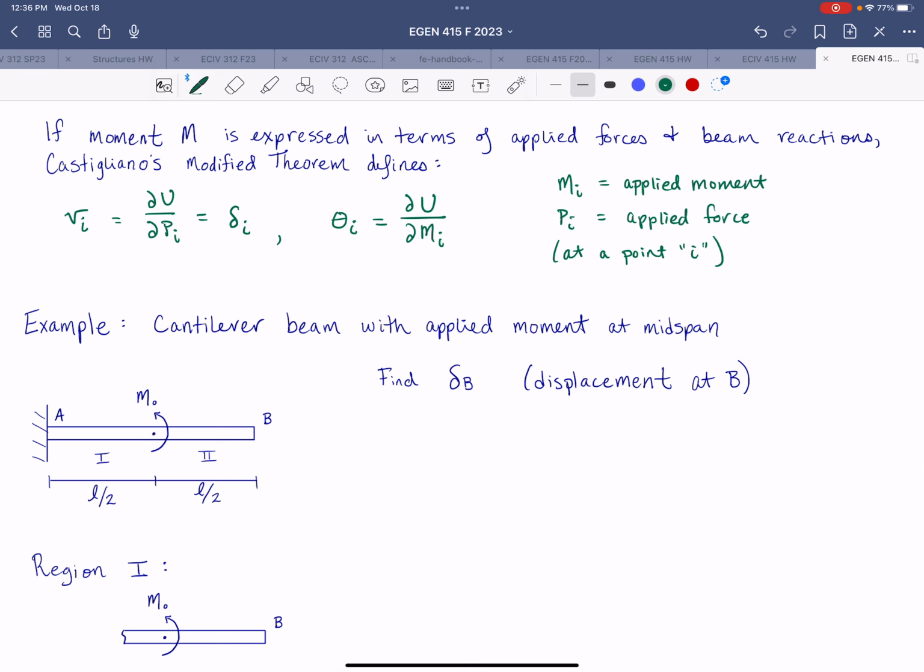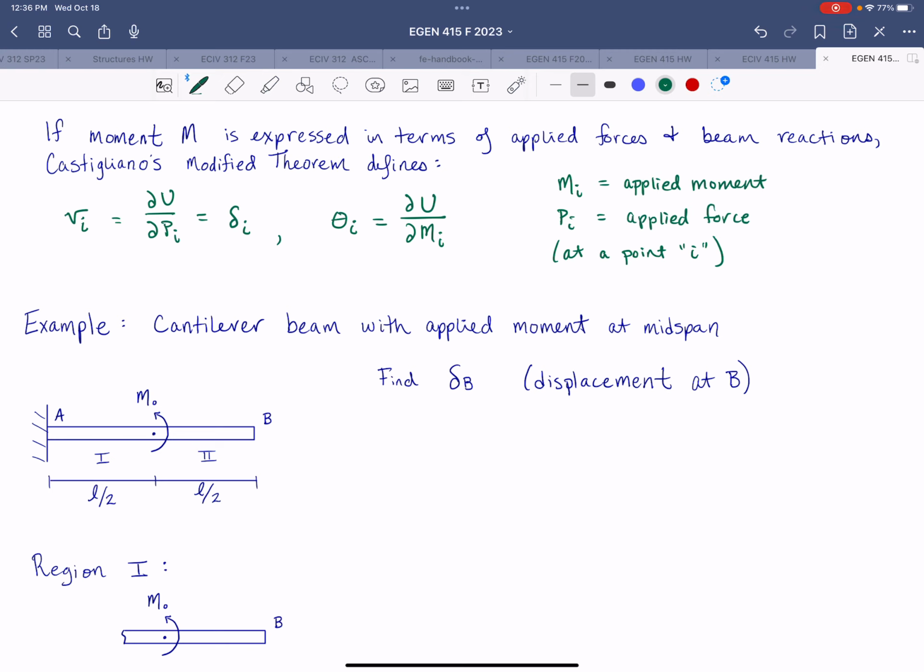So if we consider a cantilever beam with an applied moment at the mid-span, and we want to find the vertical displacement at B, looking at this relationship, we don't have an applied force at the point where we want to calculate deflection. B is over here. We don't have an applied force at B. So that means we need to place a fictitious force at that location to apply this method, and then we will eventually drop that out of our consideration.